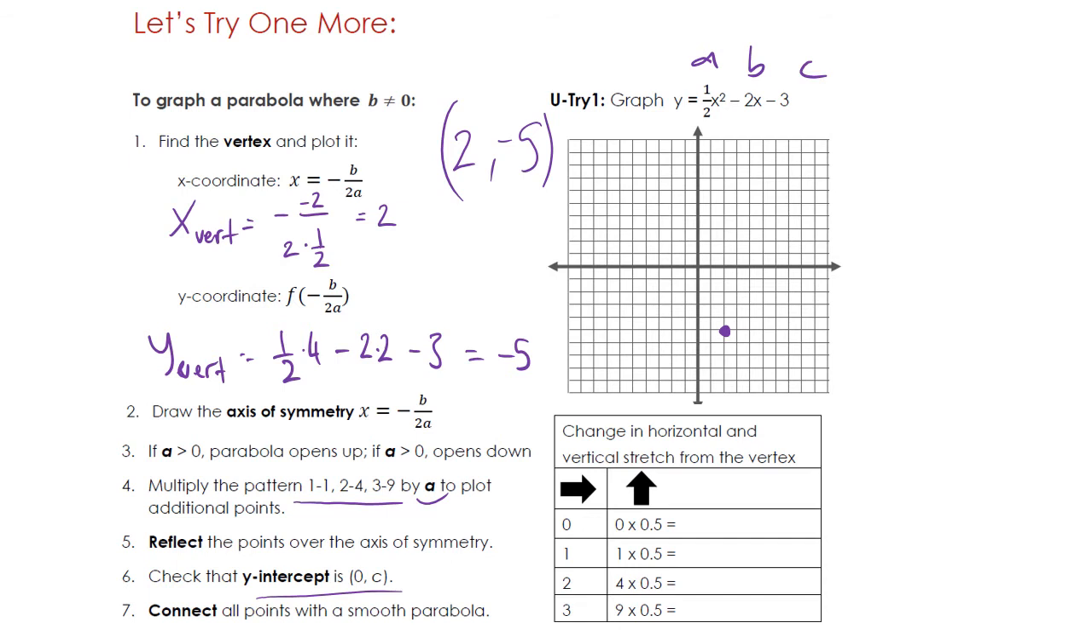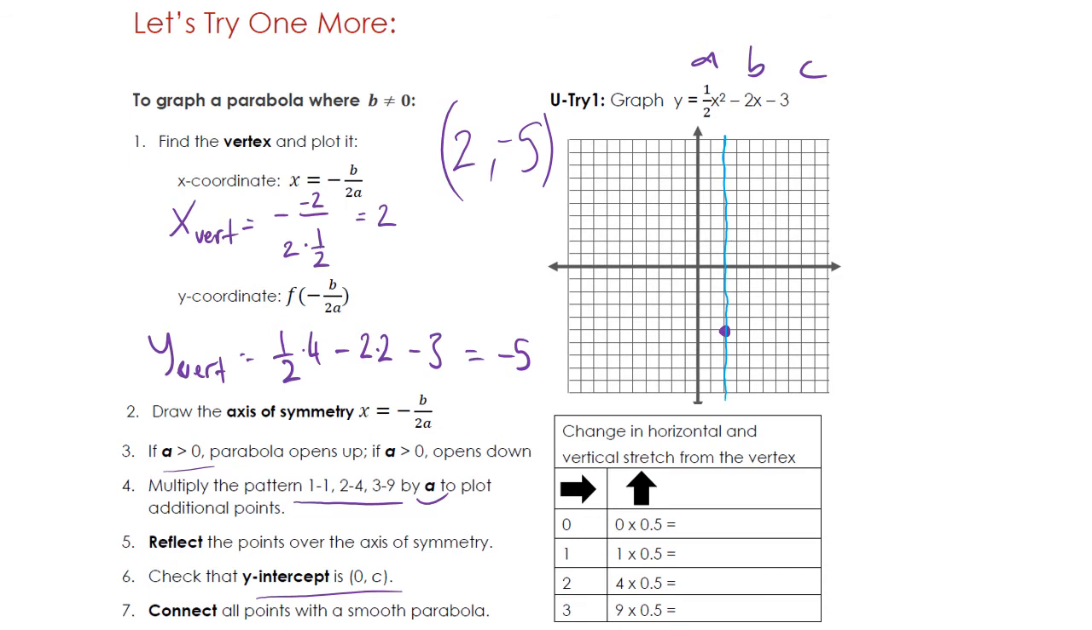Now, we know that a value is greater than 0, so the parabola is going to be opening up. Let's not forget the axis of symmetry as well. Axis of symmetry is going to be right here. As the next step, we're going to create our pattern: 1, 1, 2, 4, 3, 9.